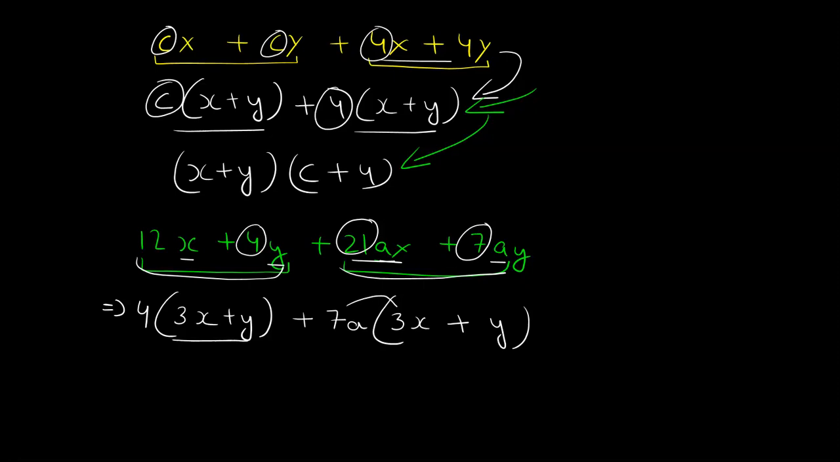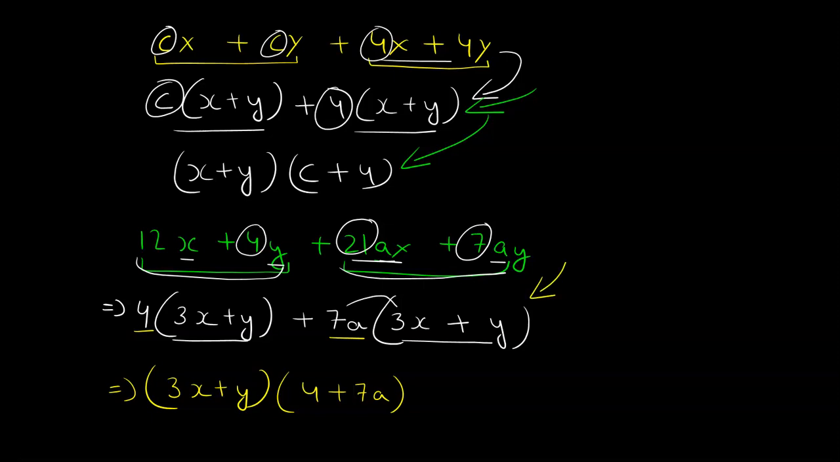So we see 3x plus y, 3x plus y. They are both common, so we will write that first, 3x plus y, and whatever is the leftover terms, they will multiply with 3x plus y, and the leftover term is 4 plus 7a. And this is how we factor by grouping. And again, the more you practice, the more you will be able to understand this. It's very easy. We just have to make it into the parenthesis form first, and then group them by whatever is common, and the leftover terms multiply over here.